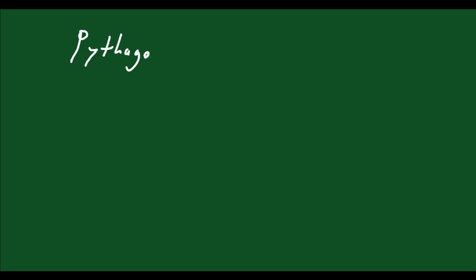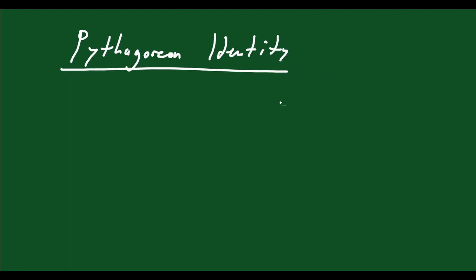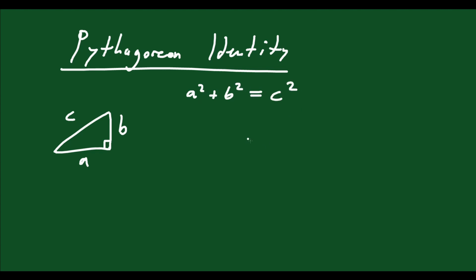Pythagorean identity. Now, Pythagorean, you probably recognize that from the Pythagorean theorem, right? Which says that when you have a right angle triangle, you have A, B, and C, and we say A squared plus B squared equals C squared. And if you're thinking of that, that's perfect because that's exactly what the Pythagorean identity is, just with a little bit of tweaking.